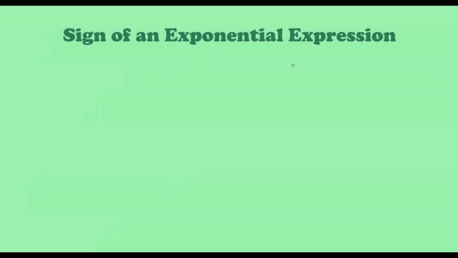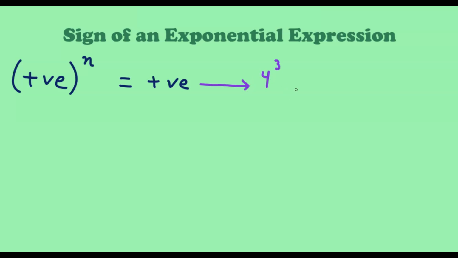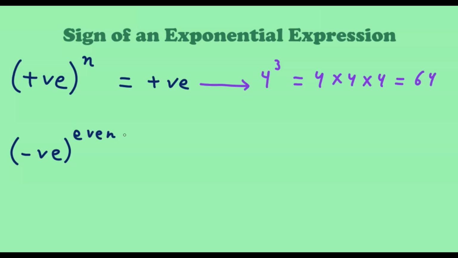Next, let us consider the sign of an exponential expression. Suppose we have a positive number, and we raise that to the power of n, where n is any non-zero integer, then this will always be positive. For example, let us consider 4 to the power of 3. 4 is a positive number, and this is equal to 4 times 4 times 4, which is equal to 64, and that is positive.